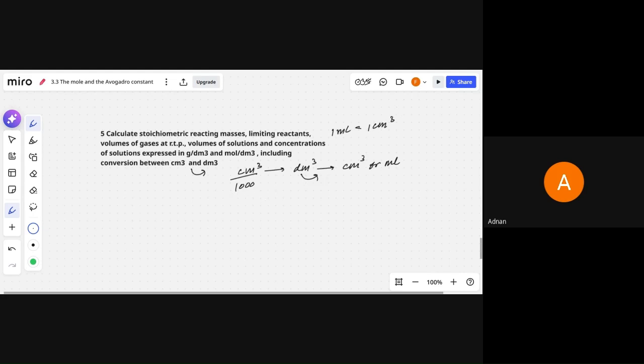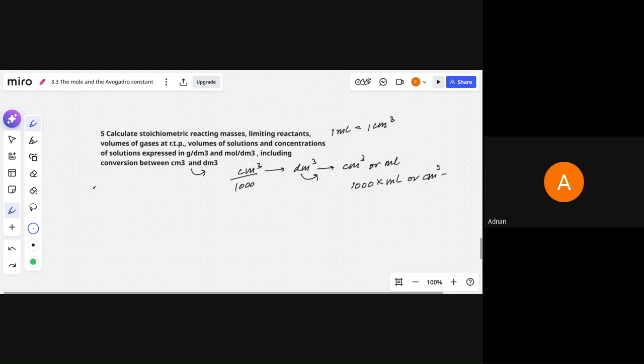So here you have to multiply the value in dm cubed by 1,000 to convert it into milliliters or centimeters cubed. This is how you carry out these conversions between cm cube or milliliters into dm cube, and from dm cube back to centimeters cubed or milliliters.